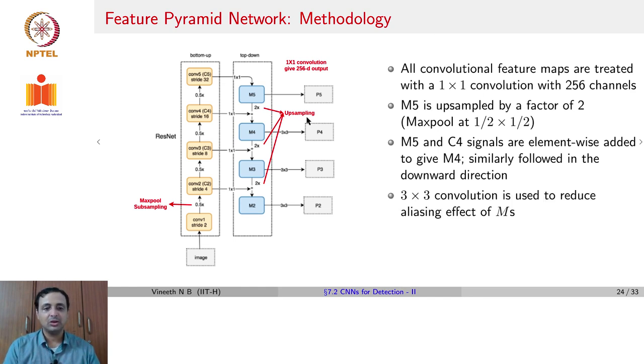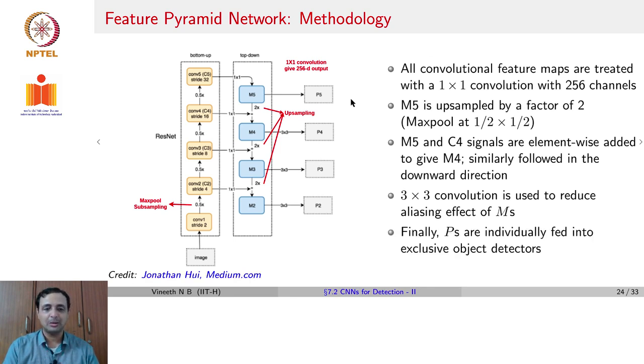Once you do these, a 3x3 convolution is applied on M4, M3 and M2, and this is done to reduce the aliasing effect of the M's. Remember that we are upsampling when we go from M5 to M4, M4 to M3 and M3 to M2, and upsampling, recall, we said could result in aliasing. So to smoothen out those aliasing effects, we use a 3x3 convolution which takes us from M4 to P4, P3, P2, so on and so forth. So finally, you are left with all of these P's here, which are provided to individual object detectors to get your final predictions.